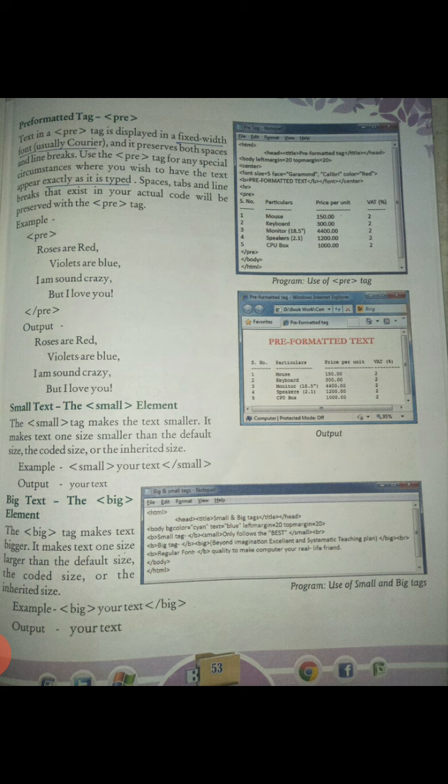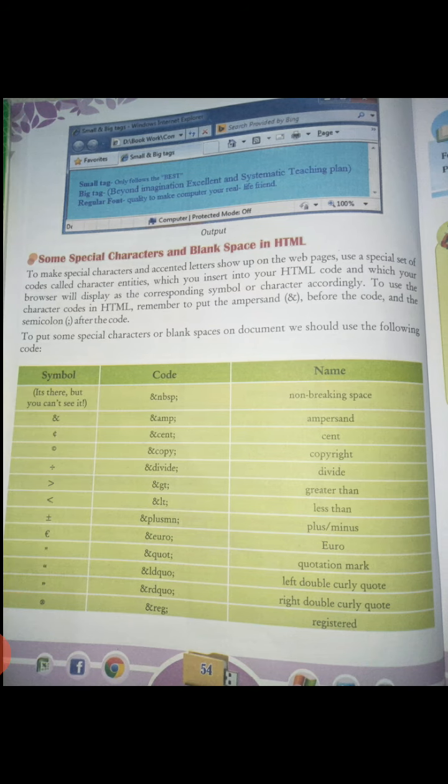As we know, normally HTML does not consider the line break or any space provided by the enter key. So for this purpose we can use the pre tag. Then we have seen small tag and big tag. Small tag is used to make the font size one size smaller than the default size, and big tag is used to make the text one size bigger than the default size.